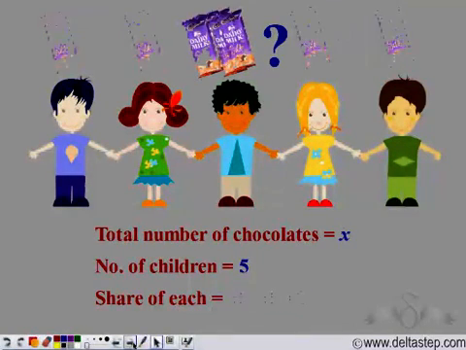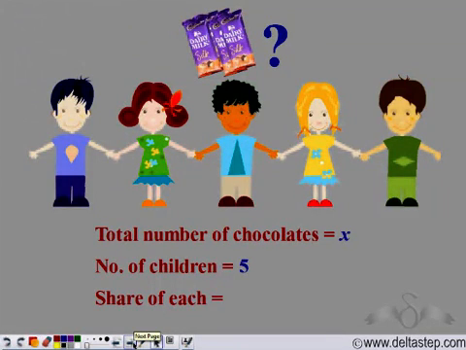Now suppose the number of chocolates which your dad gives you is unknown. He gives you a different number of chocolates every day. So you denote the unknown number of chocolates by a variable x. So you assume that your dad gives you x chocolates and you have to distribute them among 5 of your friends. So the number of children among which you have to distribute chocolates is 5.